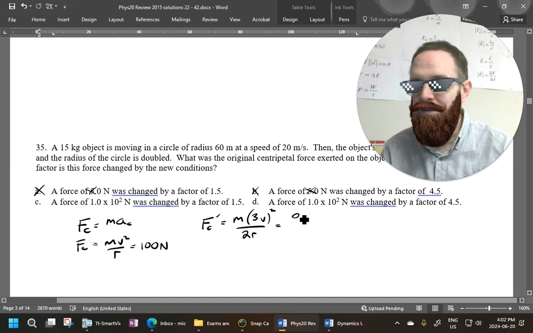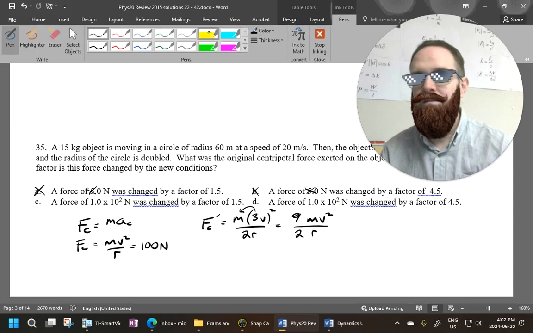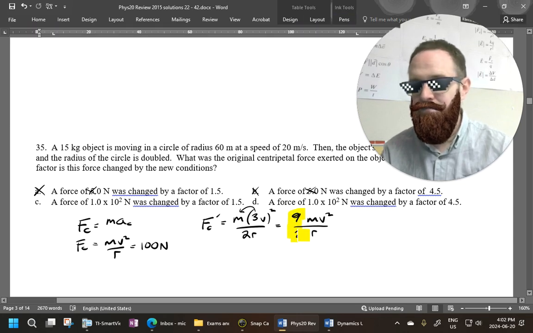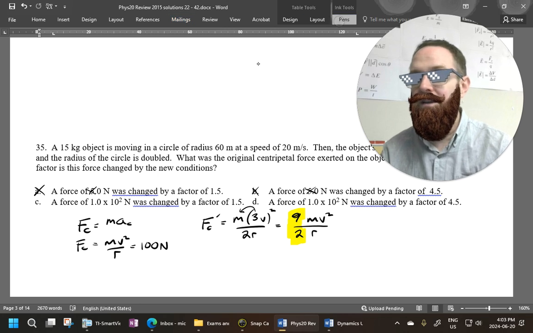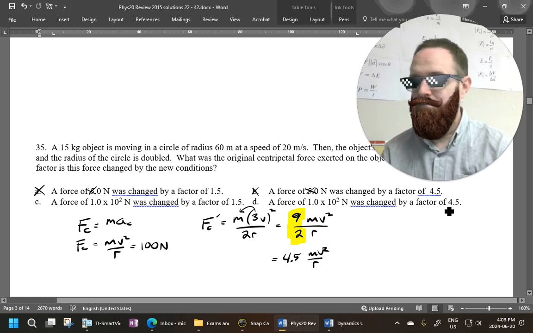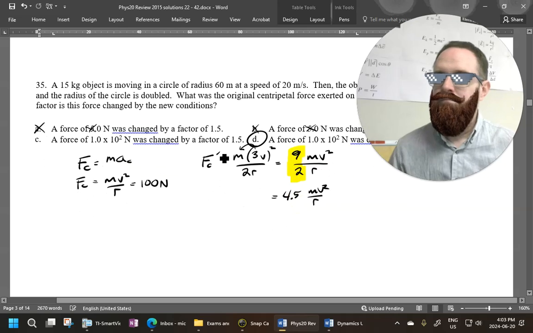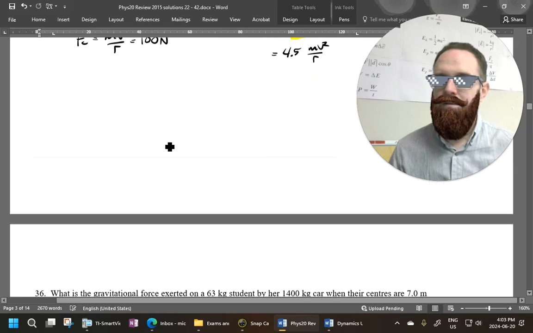So I square that, becomes a 9 mass v squared. So I pop the 3 out here by squaring it. And then I've got the 2 and the r on the bottom. So these are my new numbers here. These are the numbers I care about in this question. All right. Everything else is my old numbers. So this is 4.5 times everything that's old. So the answer is going to be D, because that's the right 4.5 there. There you go. I love those kind of questions.